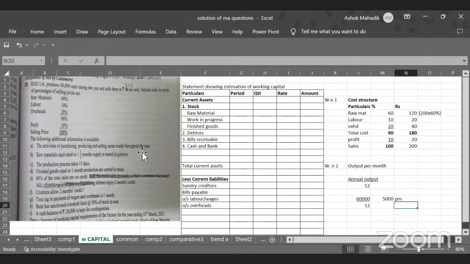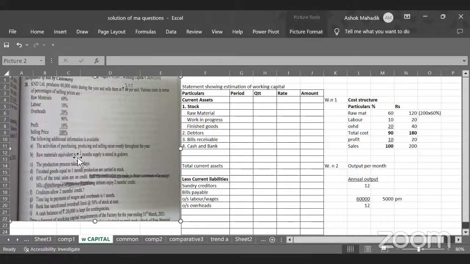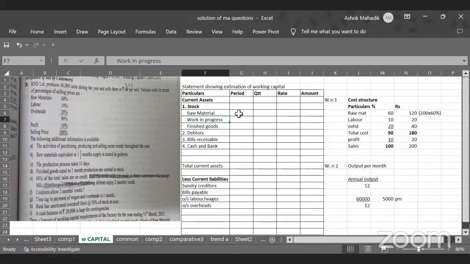Next, raw material equivalent to 1.5 months supply is stored in godown. They may even say raw material stored for 2 months, 3 months. So very simple. Go to raw material in our answer, under stock, the first one is raw material. They have told us that it is 1.5 months. How do you put 1.5? 1.5. If they say 2 months, write 2. 3 months, 3. 1 month, 1. 2.5 months, 2.5. Like that, you have to put the period in figures.